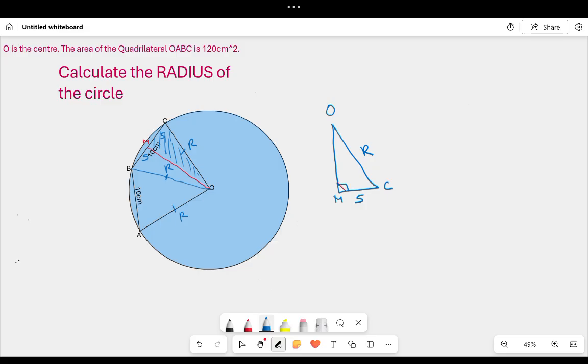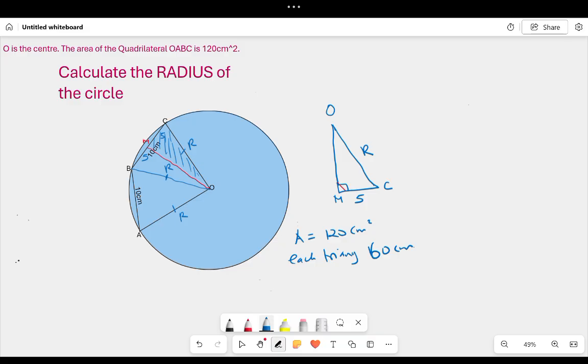Now, what we know is that one of the isosceles triangles makes a half of the quadrilateral if the area of the quadrilateral is 120 centimeters squared. Therefore, splitting the quadrilateral into two isosceles triangles, each triangle will be 60 centimeters squared.